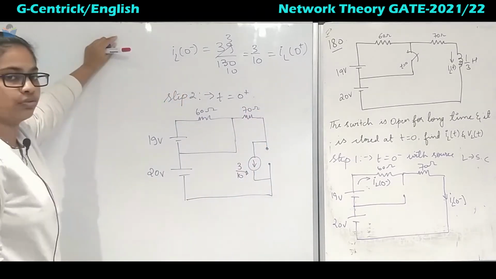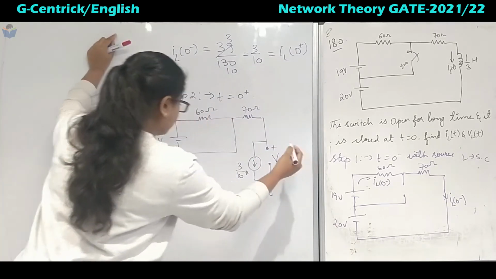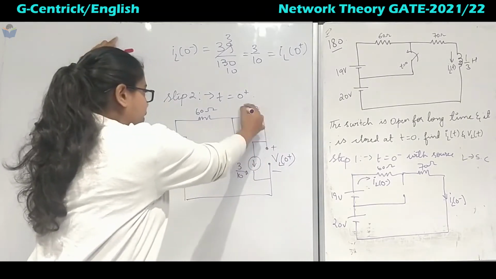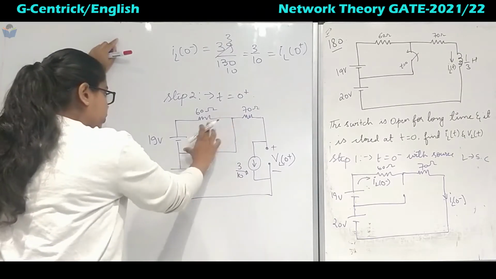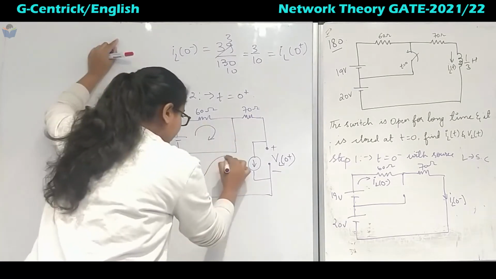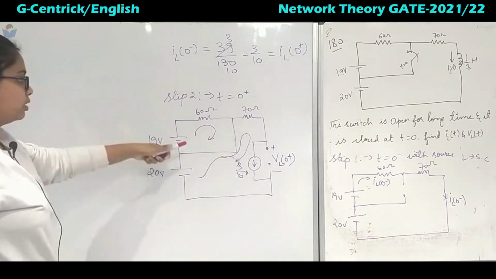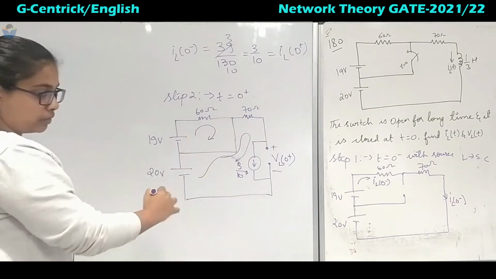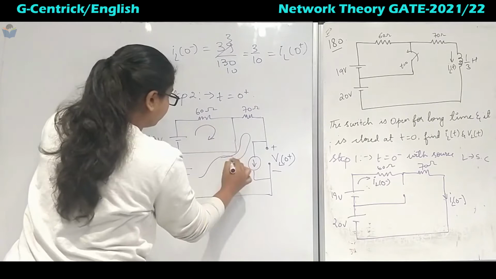Now we have to find VL of 0 plus. What we have to know? We have to know the current in this one, and the voltage drop across this one. Since this is a short circuit path, the current in this will be flowing in this itself. This is one loop and this is another loop, because if you take a similar one loop, there will be no return path for the current. So this is like self loop currents.